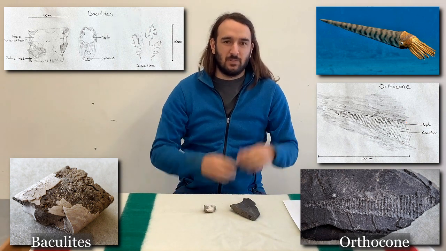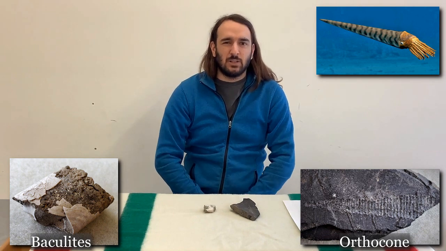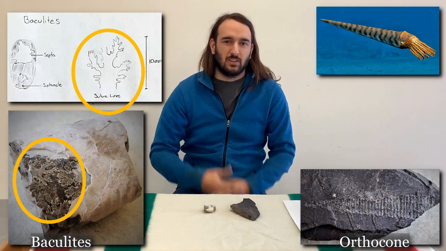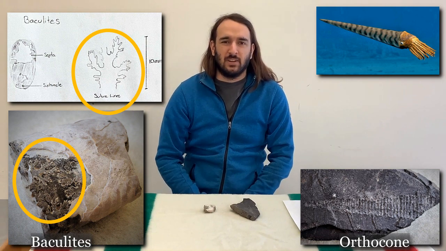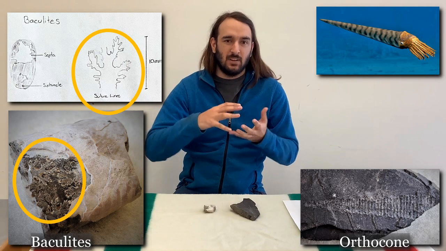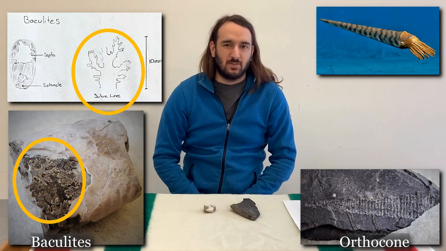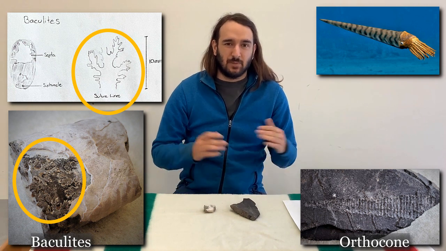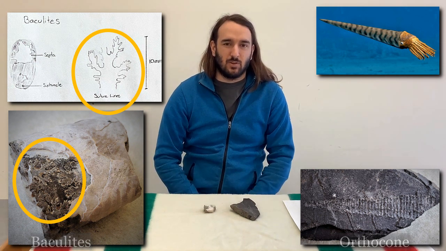And so I did do a bit of a blow up because I found it was really, really cool. If you look at the baculite, there's these suture lines, we like to call them, and they're very intricate. And because of that, the septa kind of have weird different shapes to them. And that's one of the really big defining features that separates these baculites from the orthocones.